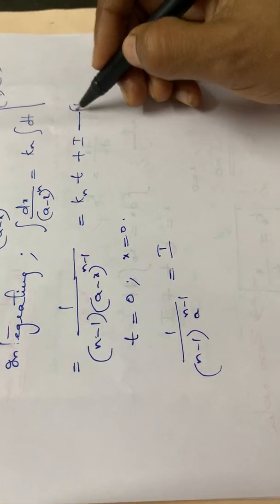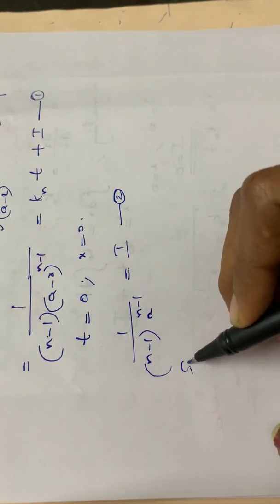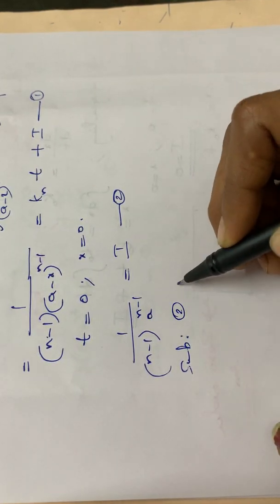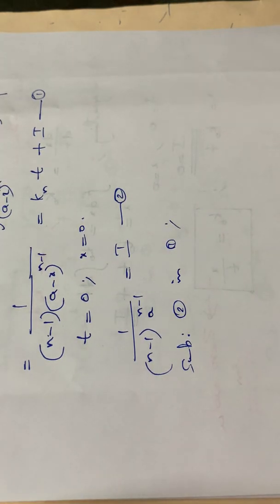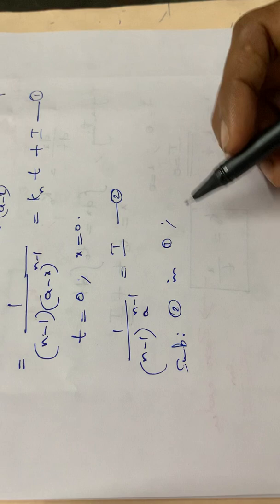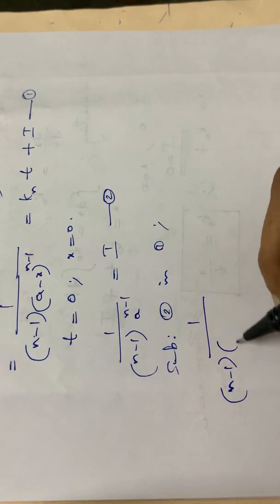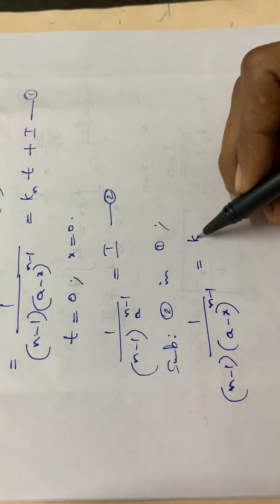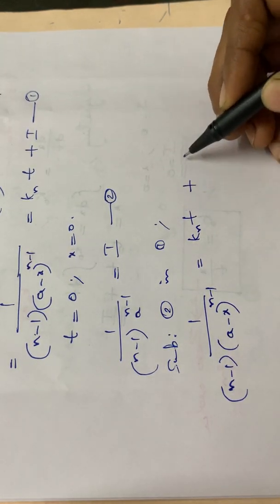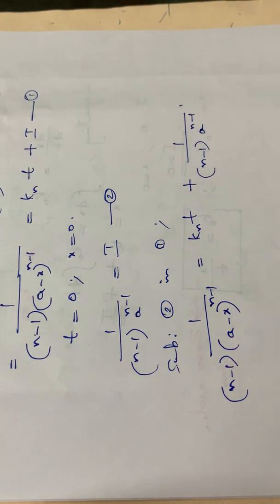Then substitute equation 2 in equation 1. So what happens? It becomes 1 by n minus 1 into (a minus x) the whole raised to n minus 1, that is equal to Kn into t plus 1 by n minus 1 into a raised to n minus 1.